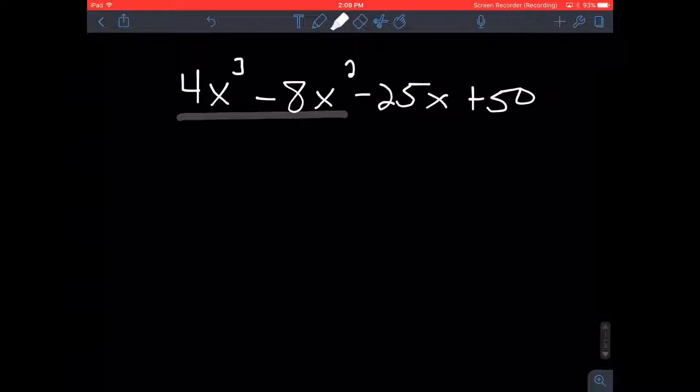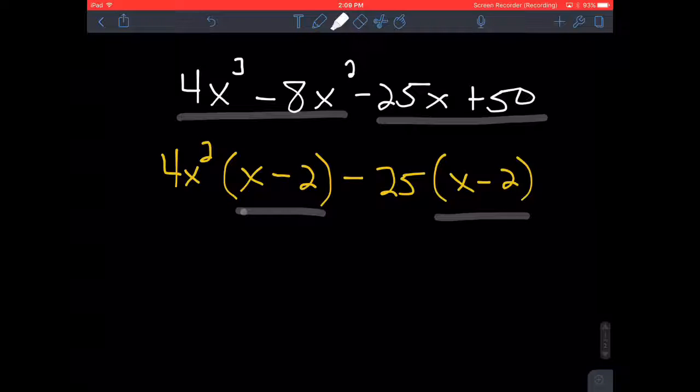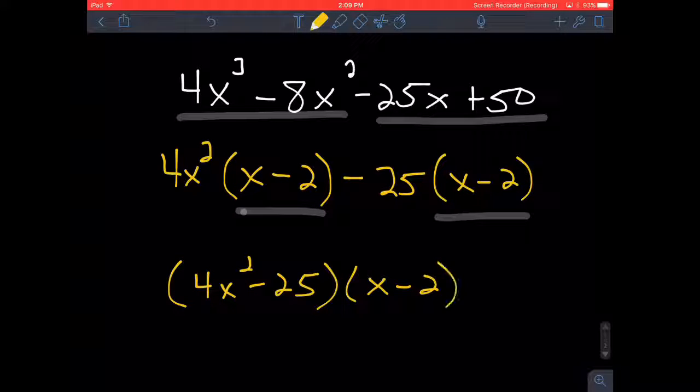Why, 4x cubed minus 8x squared and negative 25x plus 50. You can see that our first pair has a 4x squared in common, and this is going to leave us with x minus 2 for our first parentheses term. Our second pair have a negative 25 in common. When we factor that out, once again we're going to be left with x minus 2. Remember, this is a good thing. Since I have x minus 2 here and x minus 2 here, that means that I can factor it out. So my final answer, or so it would seem, will be 4x squared minus 25 times x minus 2.